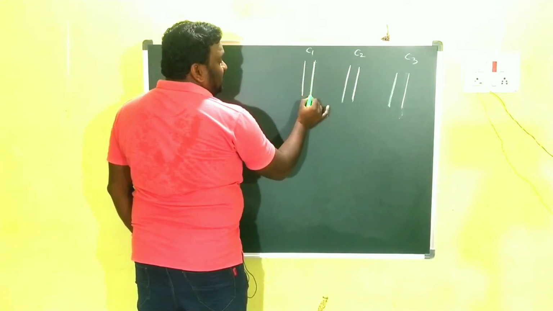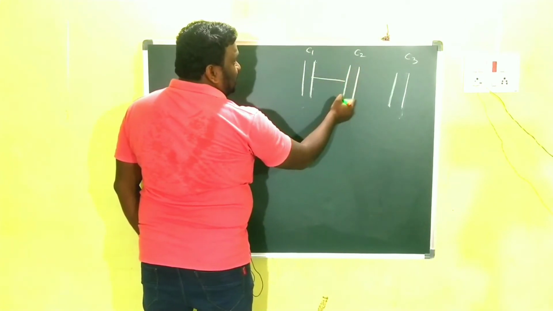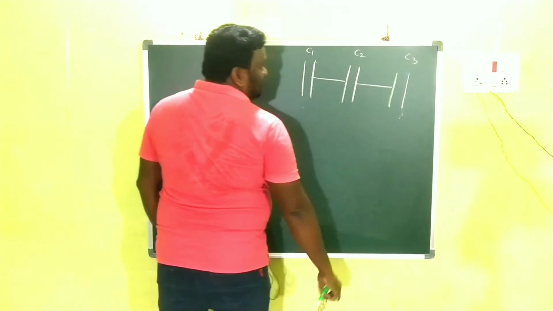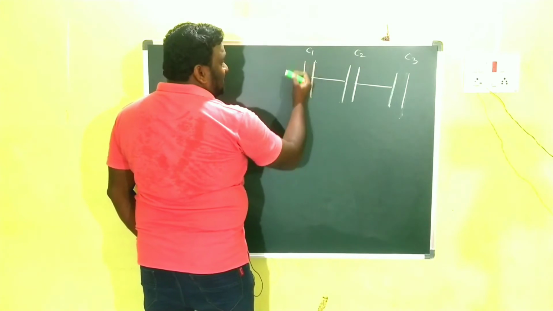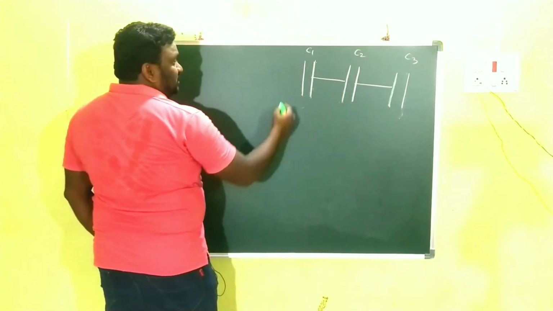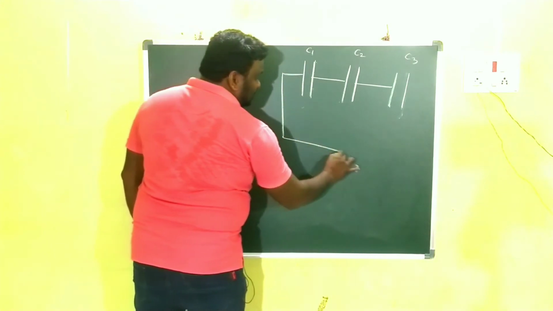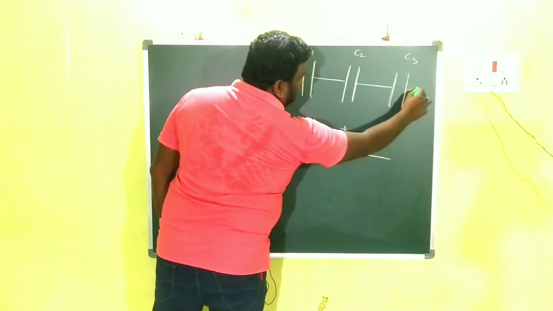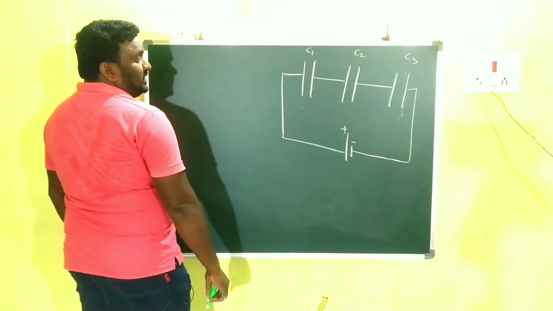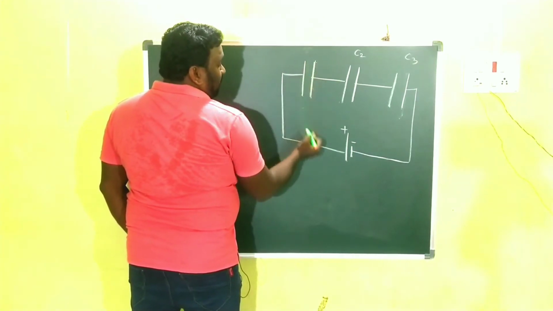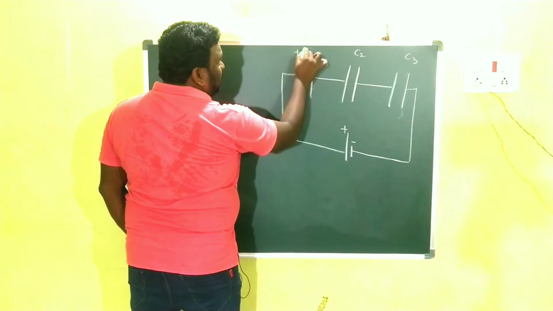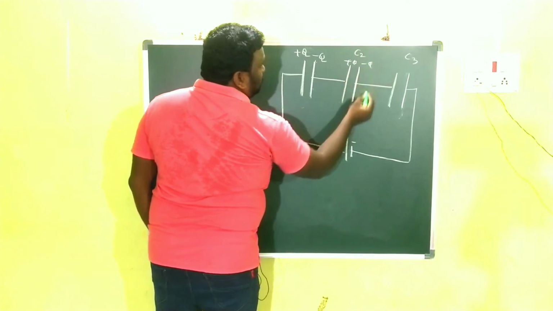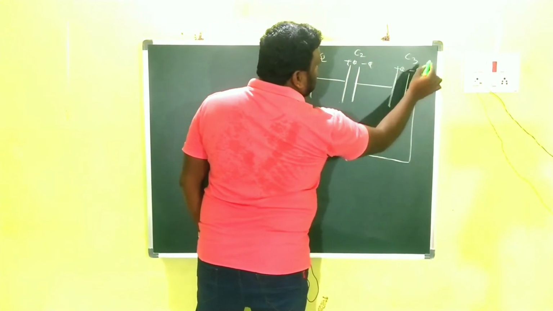Here the second plate of the first capacitor is joined to the first plate of the second capacitor, and the second plate of the second capacitor is joined to the first plate of the third capacitor. Finally, the first plate of the first capacitor and the second plate of the last capacitor are connected like this. So this is the positive terminal, and this is the negative terminal. After that, on the first plate you mention plus q charge, and on this one minus q charge. Again plus q and minus q, again plus q and minus q.